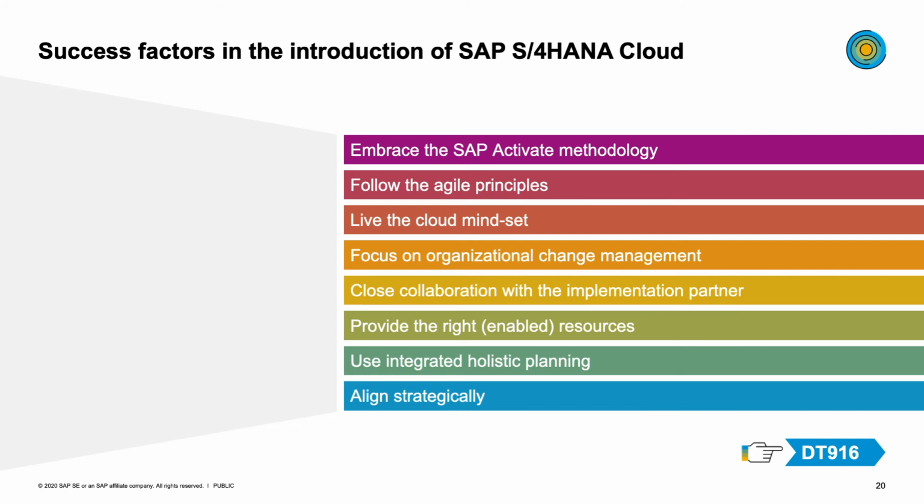The second key thing is to follow agile principles. Doing the implementation in short sprints is really important for your project team to keep the cadence and also to keep moving the configuration from your quality environment into production. Living the cloud mindset really means thinking of incremental changes that you're making in your environment rather than these big bang deployments of the past.